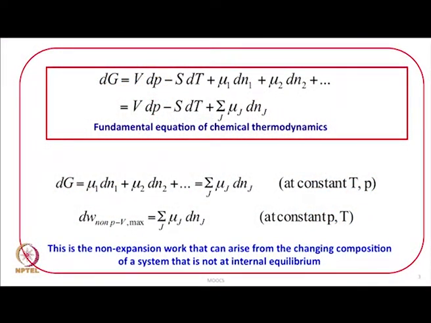So, that is why this is the known expansion work that can arise from the changing composition of a system that is not in internal equilibrium. The example that I just took of an electrochemical cell is also not at internal equilibrium, because the reactions are taking place at the respective electrodes, at cathode and at anode.